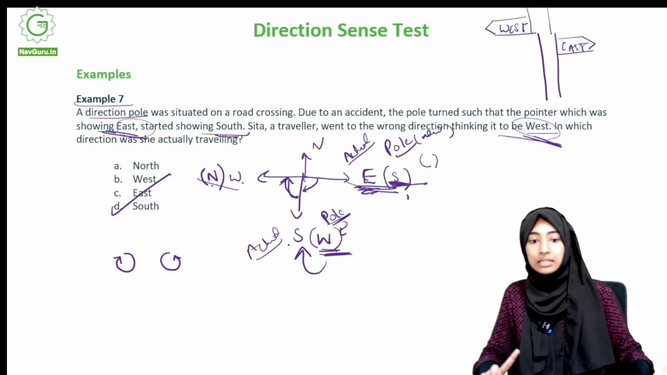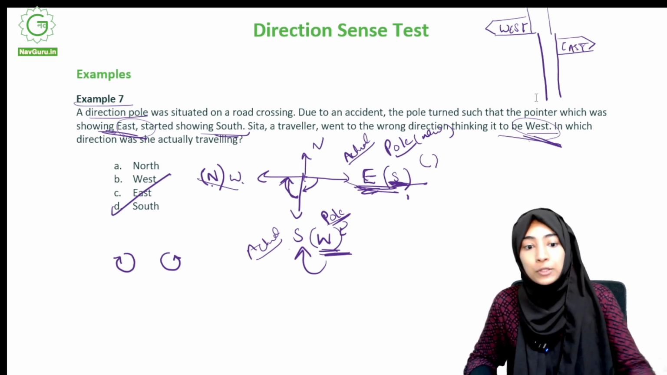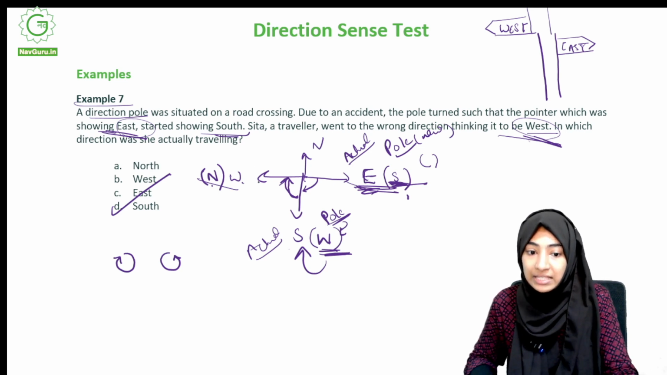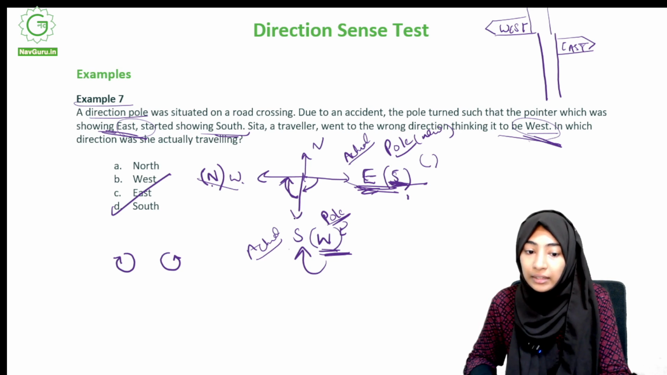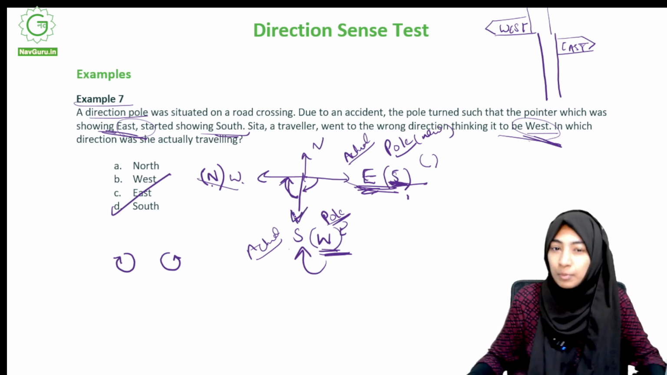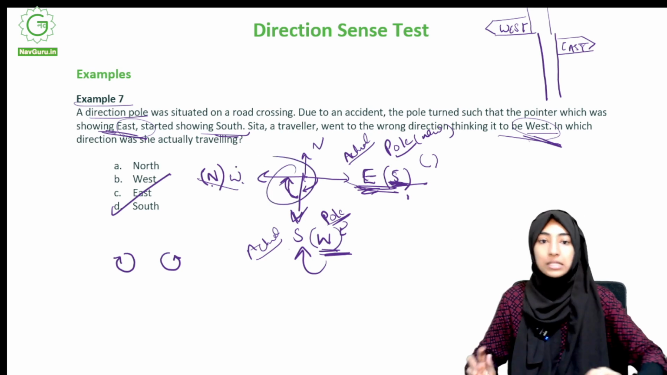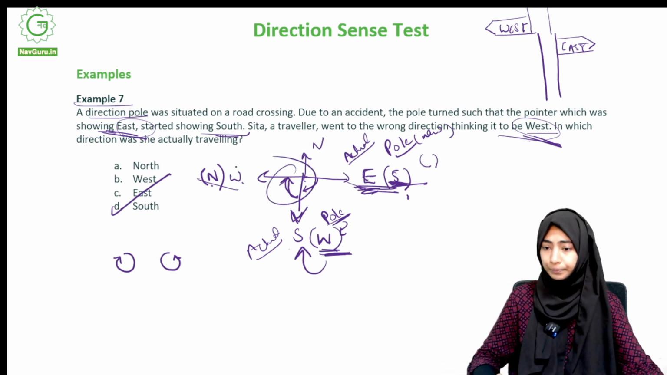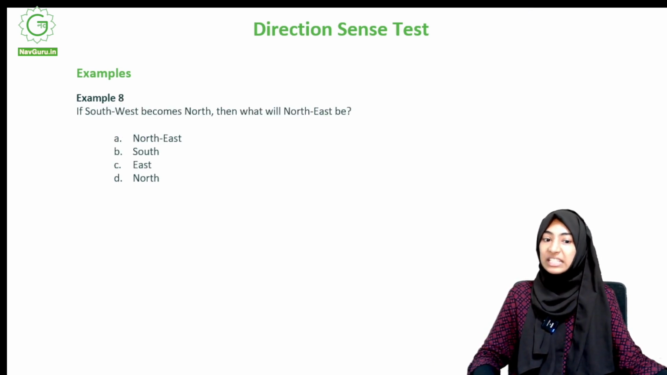The only confusion that people have in this kind of question is, they draw east here, west here, and then they're confused. If it's south here and north here, they think, okay, should this be east or should this be west? It's a bit confusing for them. So you just look at the clockwise, anti-clockwise system and you're good to go. Okay, moving on. If southwest becomes north, then what will northeast be?